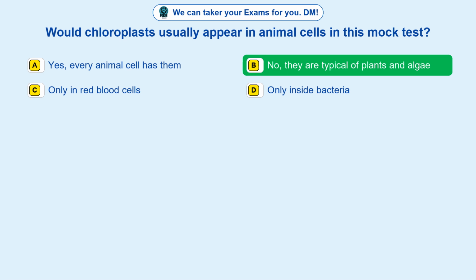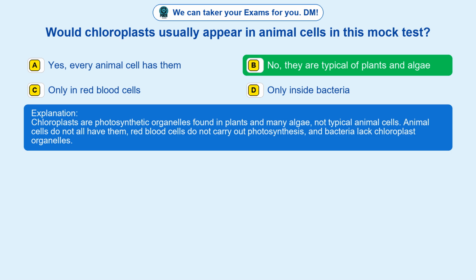No, they are typical of plants and algae. Chloroplasts are photosynthetic organelles found in plants and many algae, not typical animal cells. Animal cells do not all have them, red blood cells do not carry out photosynthesis, and bacteria lack chloroplast organelles.